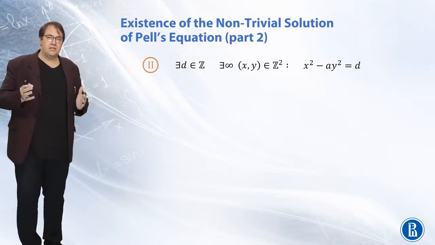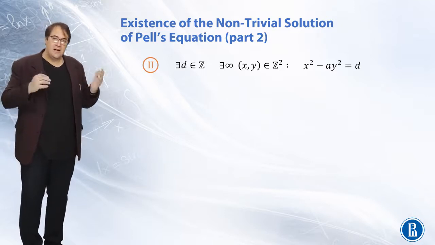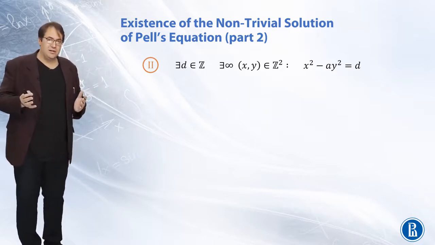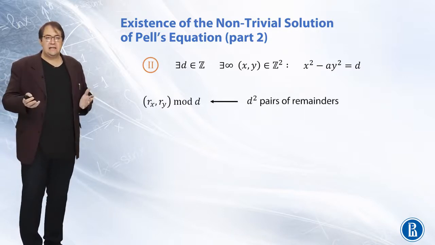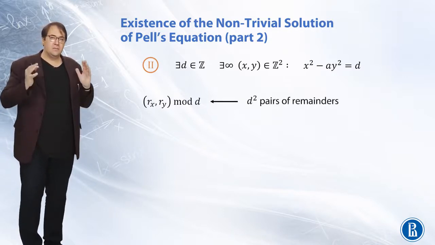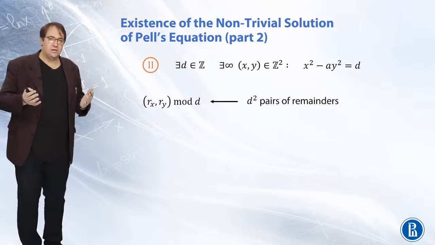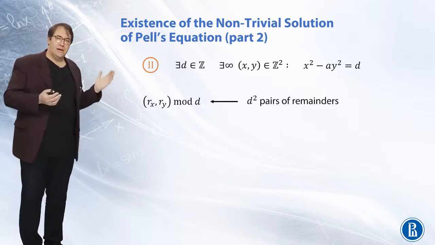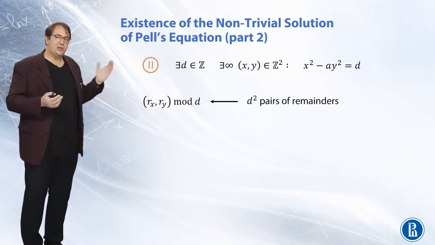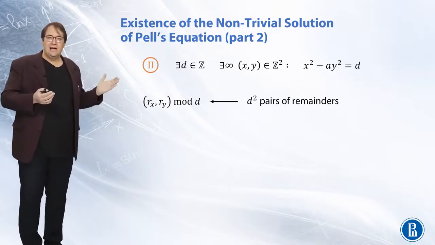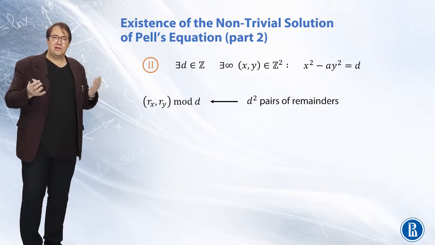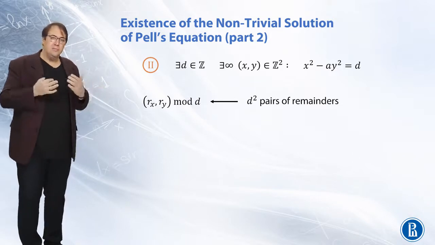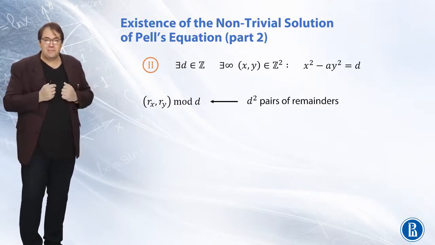consider possible remainders of x and y modulo d. We understand that there are finitely many combinations of such remainders. Rx denotes the remainder of x, Ry denotes the remainder of y, and all in all, there are d squared possible pairs of remainders.